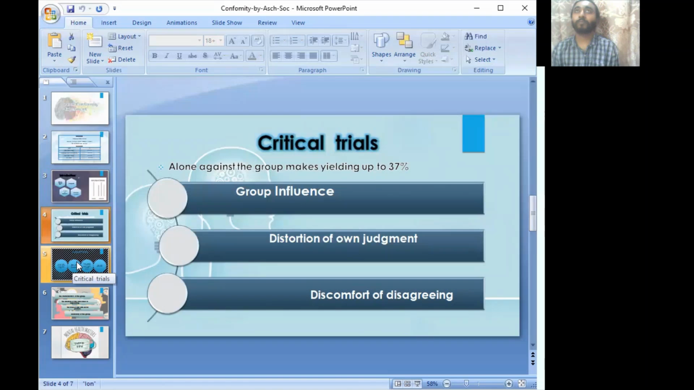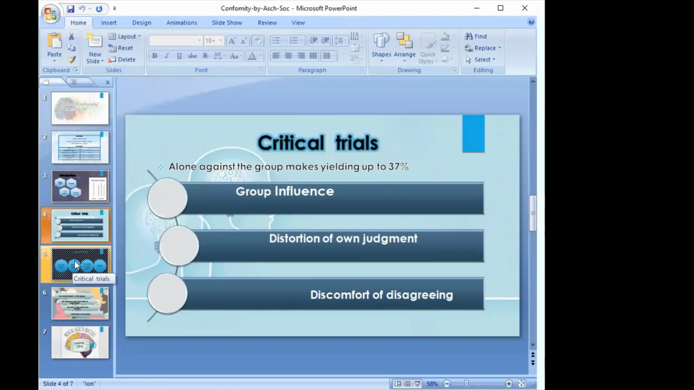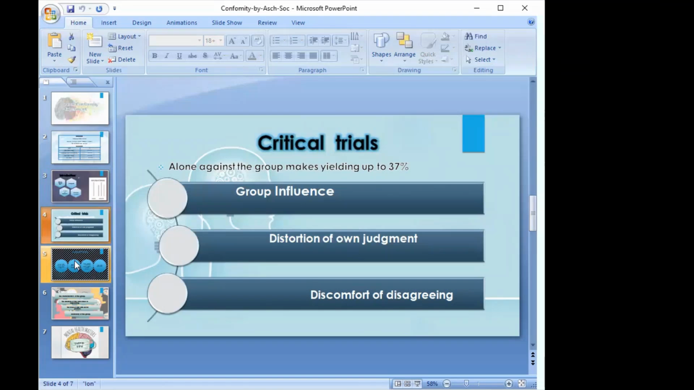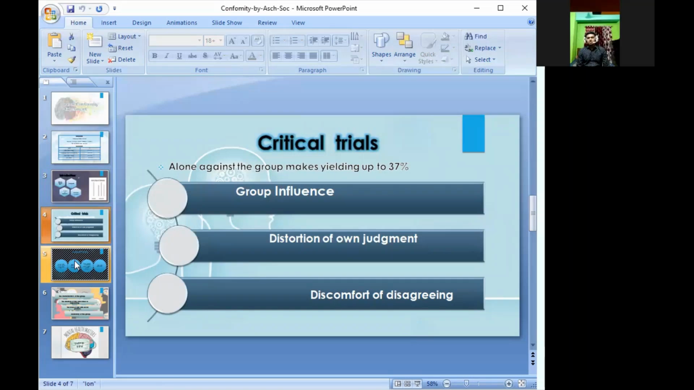Third, distortion of action. The last participant faced the dilemma of whether to follow his or her own perceptions or follow the group by repeating the answer everyone else was giving.